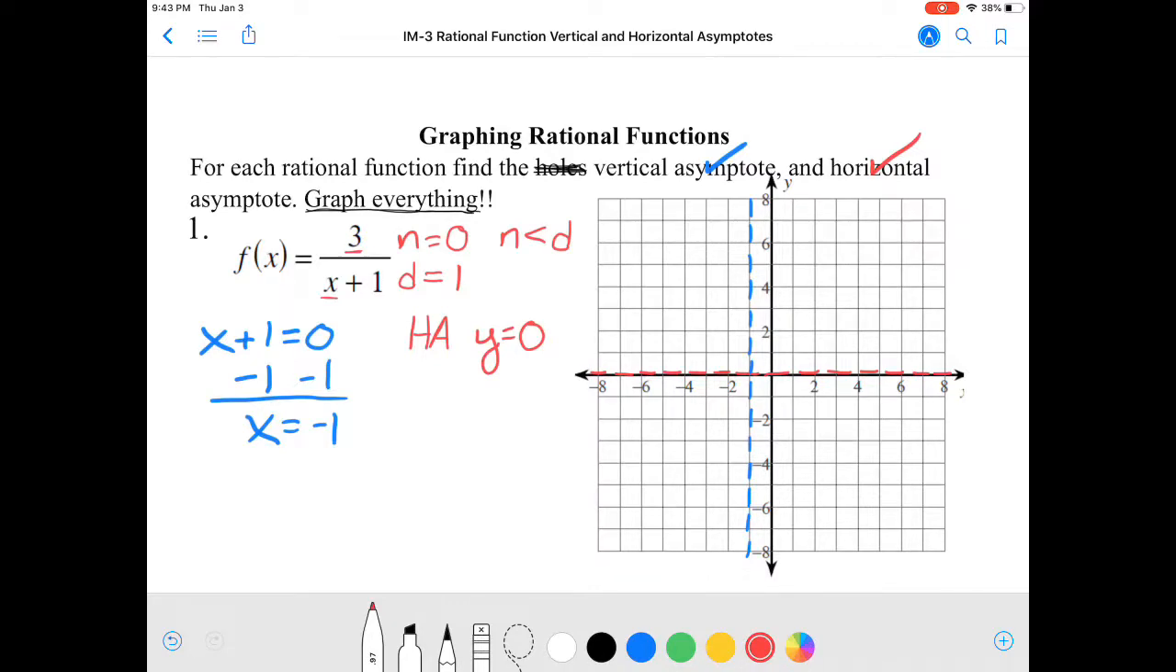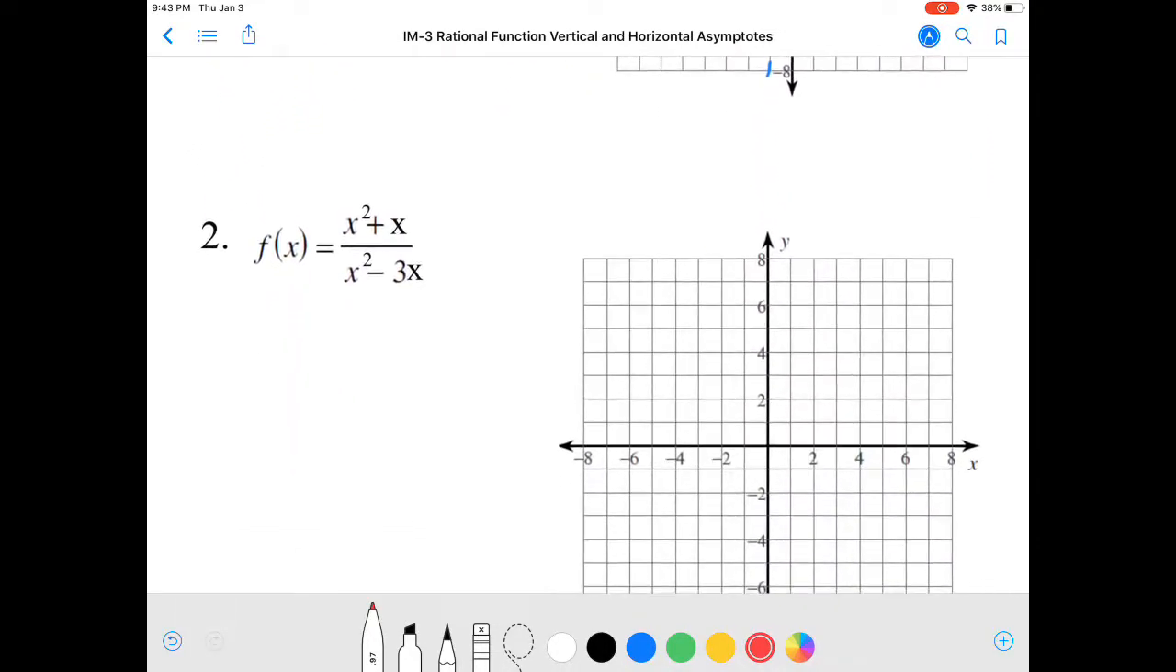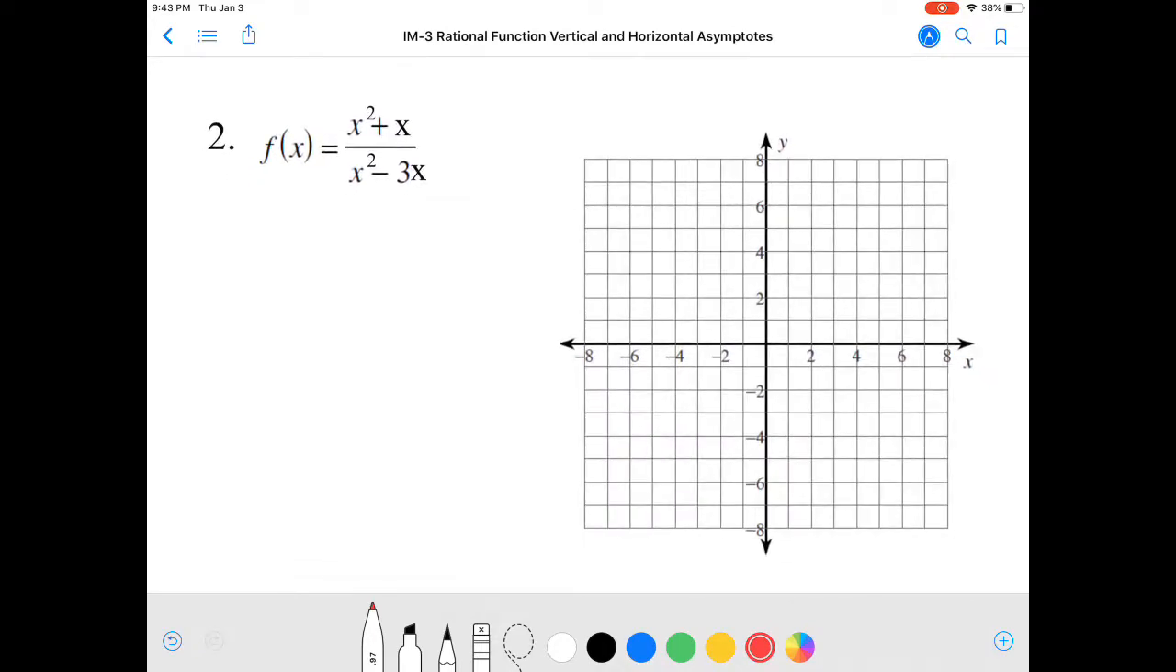So let's do problem number 2 together as well. Again, we're going to start with our horizontal asymptote. So we're going to be looking at the degrees of the numerator and the denominator. The degree of the numerator is 2 because that is our highest exponent. The degree of our denominator is also 2 because that's also the highest exponent.